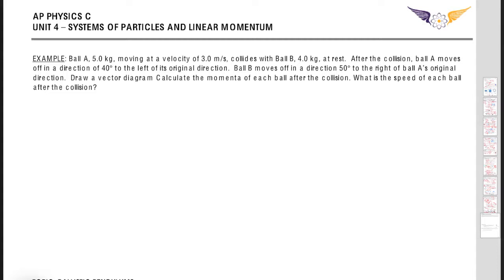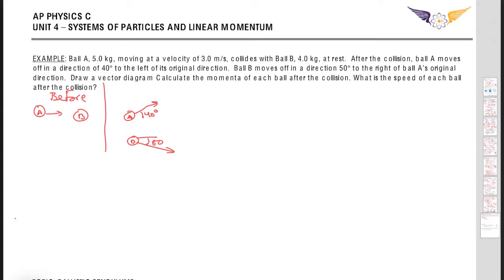Okay, and so initially this is the scenario. So before, right, we have ball A traveling towards ball B. Okay, afterwards they're going to go off. Ball A is going to move up and to the right because it tells us it moves 40 degrees to the left of its original position. And ball B is going to travel down and to the right, okay, because it tells us that it moves to the right of ball A's original position.